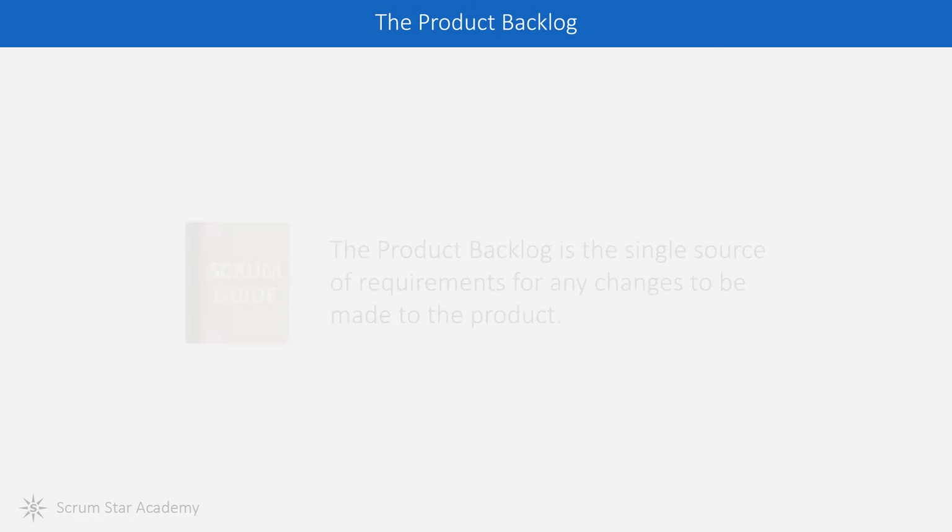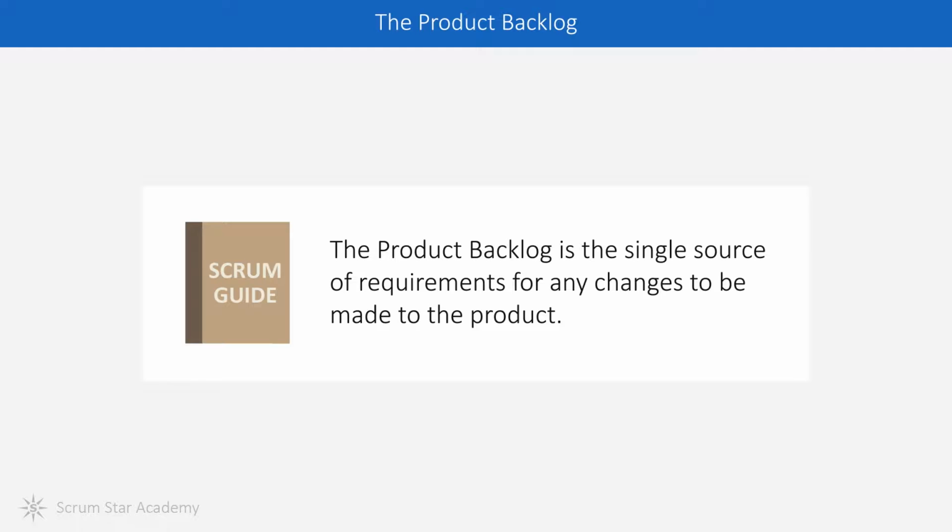So, what does the product backlog actually contain? Well, plans for all the new features, of course. But is that the only thing? Actually, no. The product backlog is a lot more than the list of new features. The product backlog is the single source of requirements for any changes to be made to the product. Notice the wording, requirements for any changes to be made to the product. So it's not just the new features or new functionality. The backlog contains anything that changes the product.